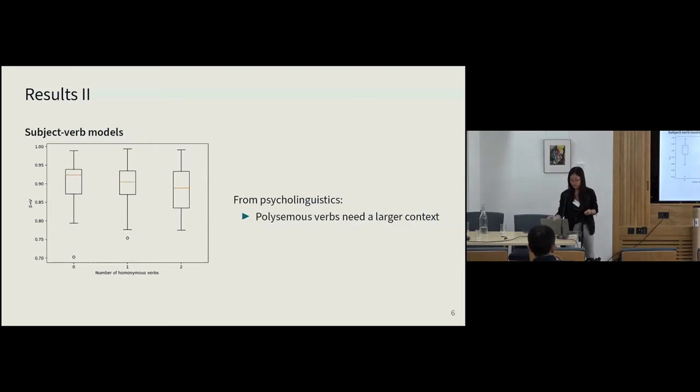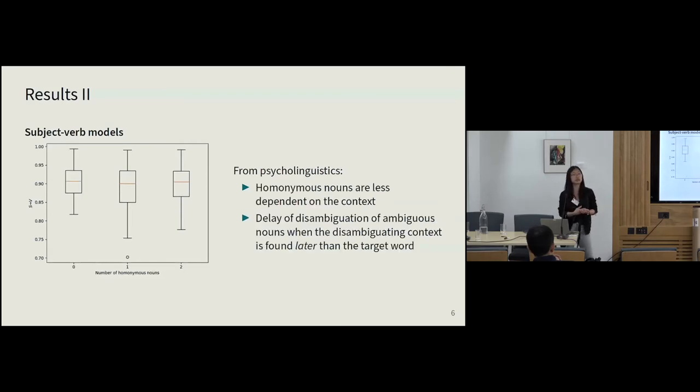Then we would expect pretty much the same thing for subject-verb models, but it didn't quite work the same way. When you look at the levels of ambiguity of the verbs, we obtained similar results as before: if the verb is polysemous, then the causal fraction from subject to verb is higher. But if you look at the level of ambiguity of the nouns, it worked.